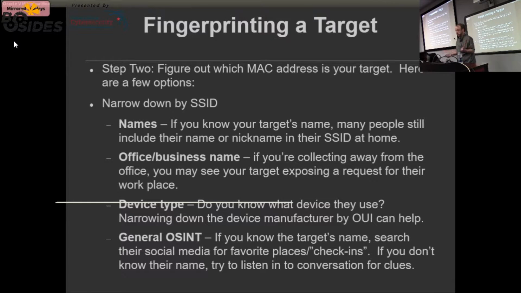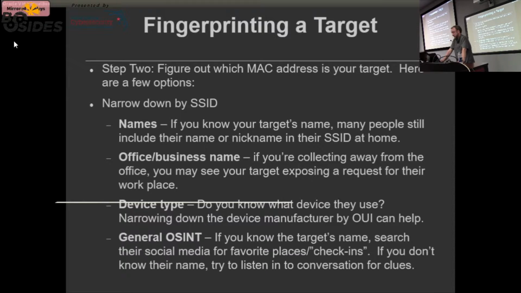And then step 2 is to figure out which one is your target, because you're going to see a crap load of MAC addresses. Everyone in this room has at least one device that's sending out a probe right now, probably, given that this is a technical conference. We've all got 3 or 4, let's be honest. So usually you can look at the SSID if you know a little bit about your target and narrow it down. If you do know the target's name, you can look at the name. It still kills me how many people have their name or their last name in their home network. Boom, done. If you know where this person works, look at their business name.